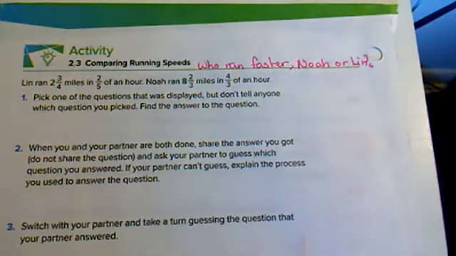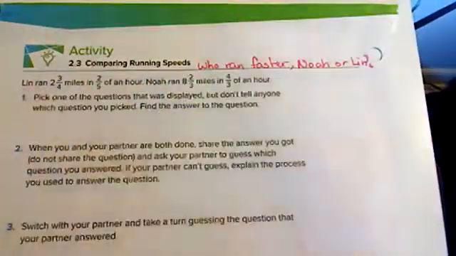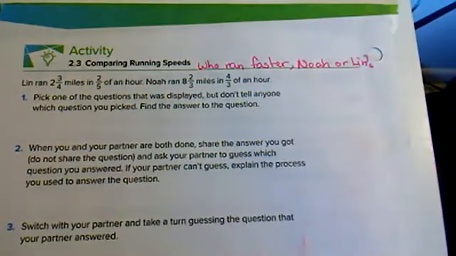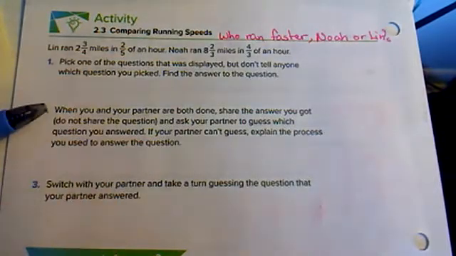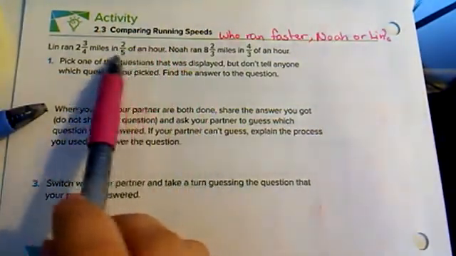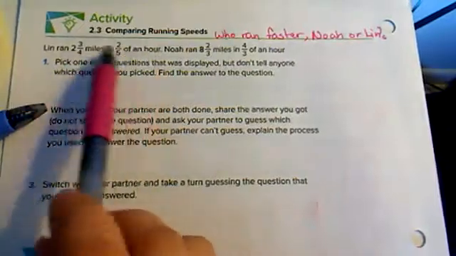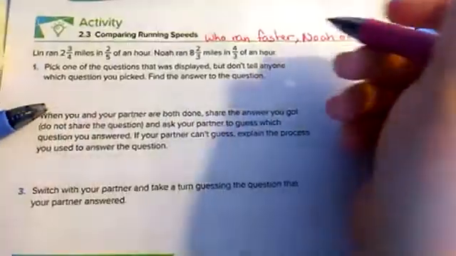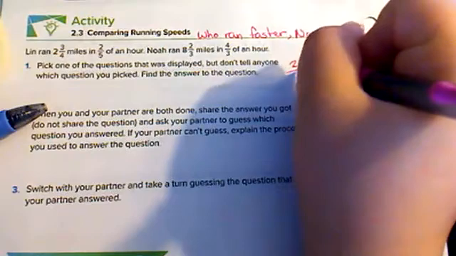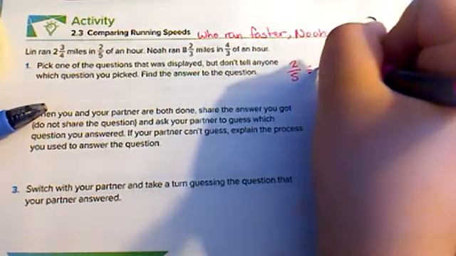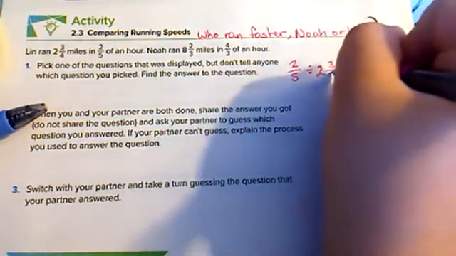Let's figure out how much they ran per hour. So if it takes Lynn 2 3/4 miles in 2/5 of an hour, we've got to calculate Lynn's speed. All right, so to find Lynn's, we're going to have to divide the hours by the miles. So we're going to go hours over miles. So we're going to do 2/5 divided by 2 3/4.